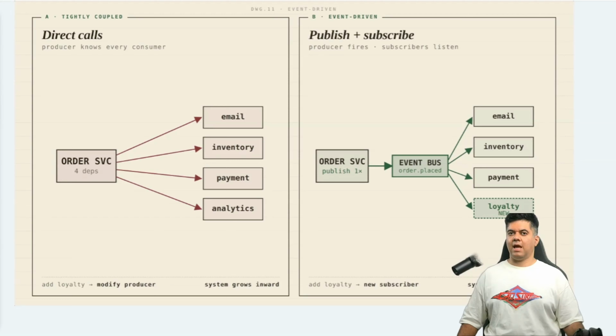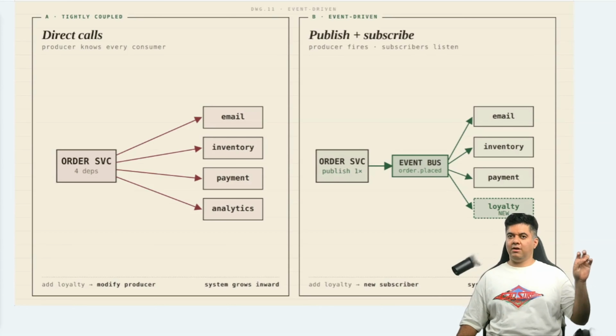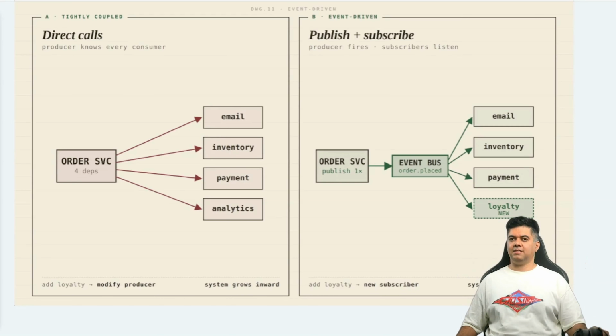If you had a new thing that should happen when an order is placed, say a loyalty point service, you modify the order service. The event-driven way for this is when an order is placed, the order service publishes an order placed event to a message bus. That's it. The order service is done. It doesn't know or care who's listening.